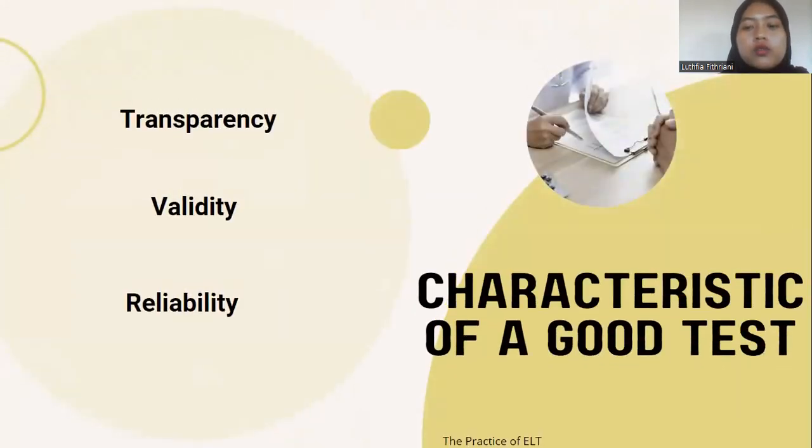If the teachers want to conduct a test, they should consider the characteristics of a good test. The characteristics of a good test include transparency, validity, and reliability. Transparency means that all of the participants should have access to a clear statement about what the test is supposed to measure. Validity: the test can be said valid if the test offers as accurate as possible a picture of the skill or ability that it's supposed to measure.